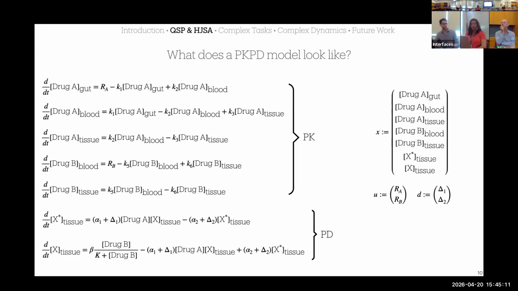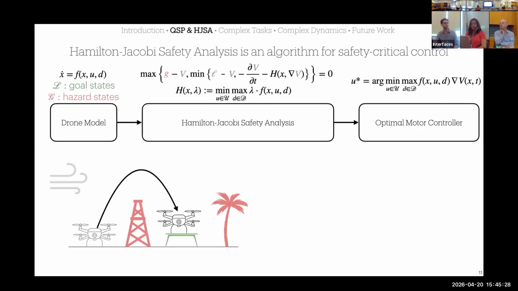I can rewrite this by shoving all of these dynamic quantities into this variable x. I can take the rate at which I supply the drug to each compartment as u, the input, and I can take things like parameter uncertainty that I don't know and shove this into this variable d. What do I end up with? x dot equals f of x, u, d, just the same as robotics.